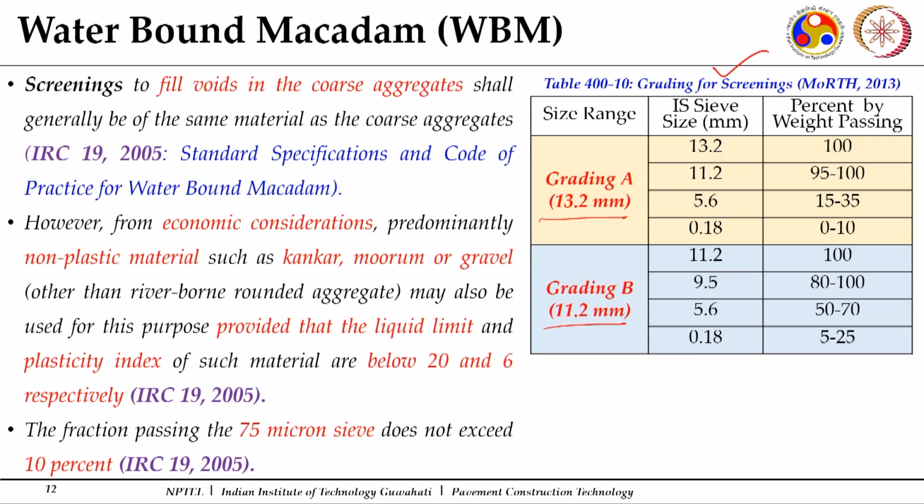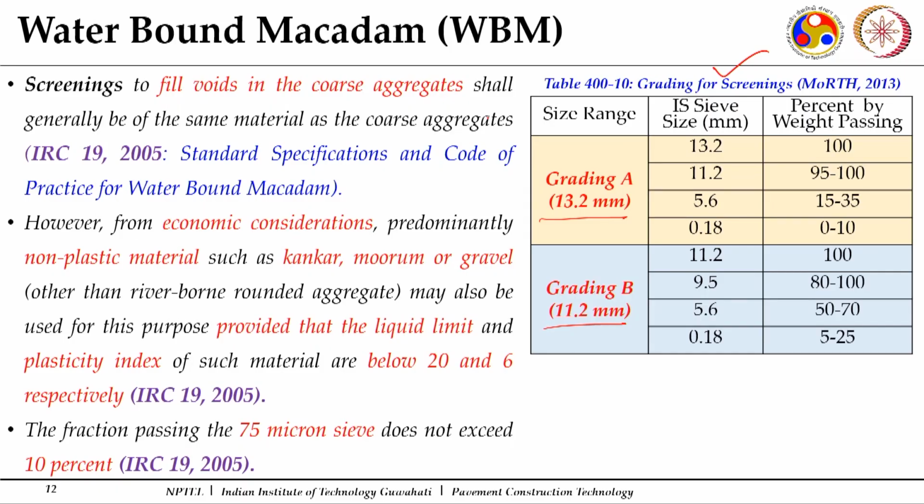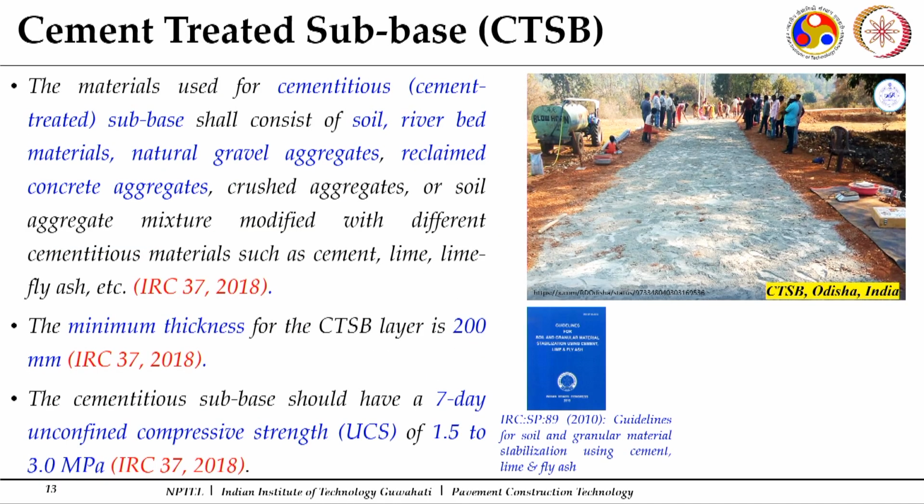Then this screening material is put over your rolled coarse aggregate and again compacted with the use of water. So, screenings to fill in the coarse aggregate shall be generally of the same material as the coarse aggregate. However, for economic considerations, non-plastic materials such as concrete and moorum or gravel, other than river-bound material, can also be used, but with due permission. And as I mentioned, the important aspect is that the plasticity index value should be less than 6.